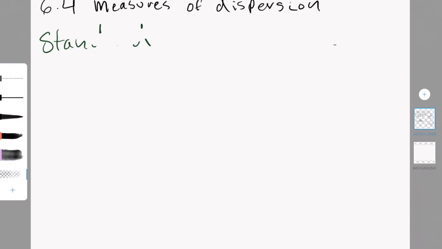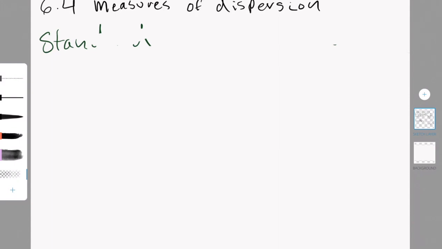And the sign for standard deviation is actually the lowercase letter of the sigma. And for variance, it's just the lowercase letter of the sigma squared, because that is literally what it is. It's just standard deviation squared.